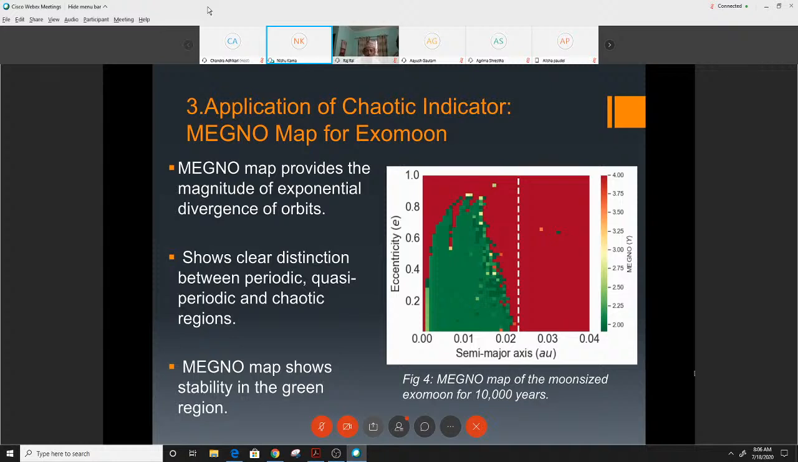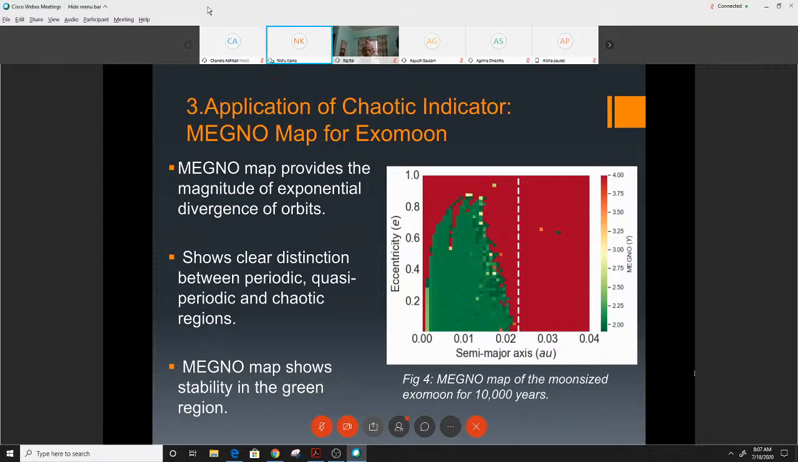So, application of the chaotic indicator MEGNO map. Firstly, the chaotic region is the region which is nondeterministic, or in simple words, here any body is unstable. Second, quasi-periodic regions, on the other hand, are regions where the body's characteristics show irregular periodicity.